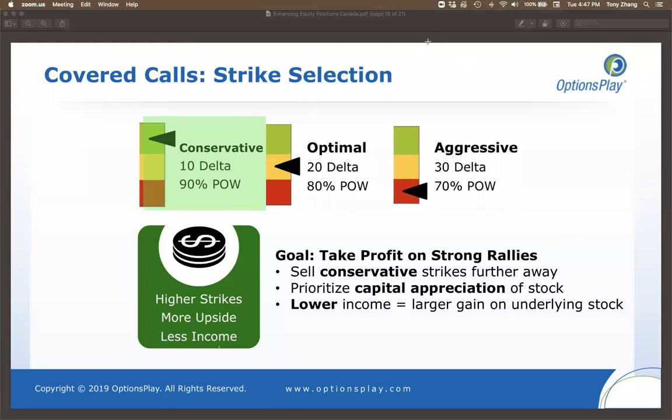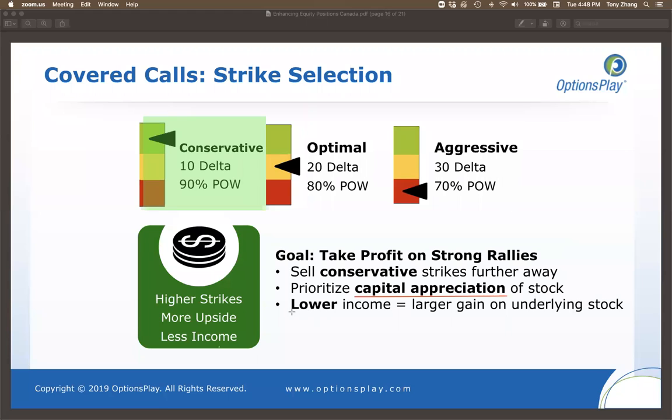Because when you're selling a covered call, you want to prioritize the capital appreciation of the stock. What that means is that you own the stock because you think it's going to go higher. So you're taking on a huge amount of risk betting that the stock will go higher. You want to make sure that you're paid for that risk that you're taking, and the only way you'll get paid is if the stock rallies. So in order to take advantage of that rally, you need to prioritize giving your stock upside over income.